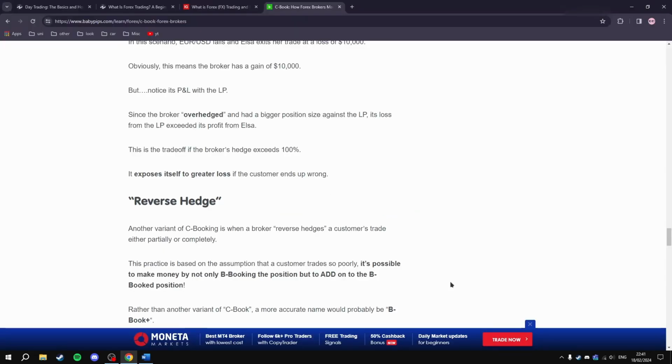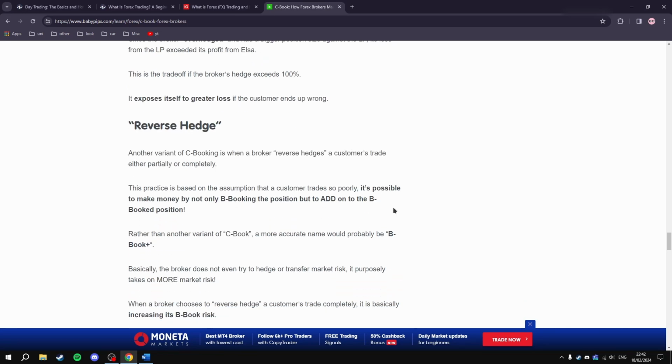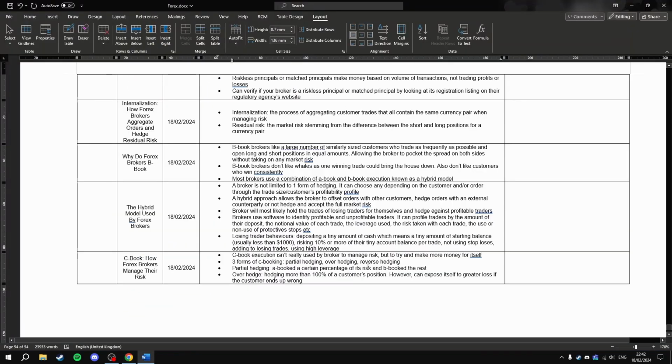So this is kind of, I guess, using leverage, isn't it, from the broker's point of view, because they're trying to trade more than they can handle, if that makes sense. So it's like a double-edged sword where if the customer makes a profit, you make extra profit as well. But if the customer loses the trade, then you're going to make extra loss as well. So yeah, reverse hedge.